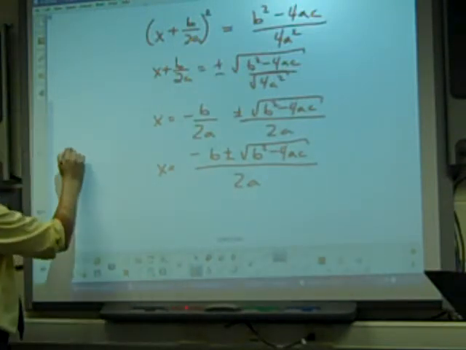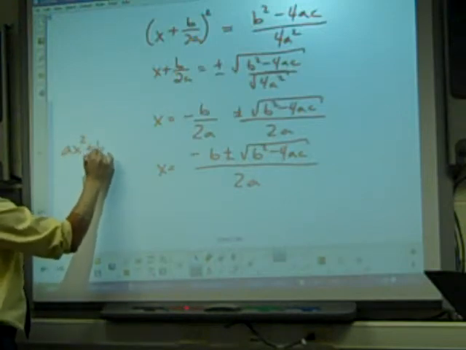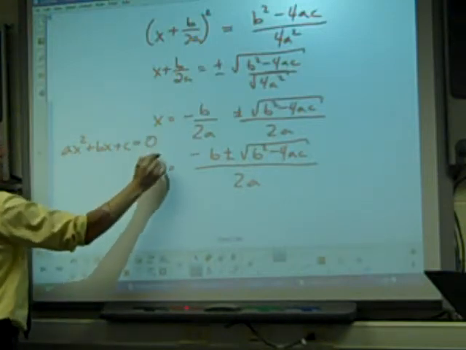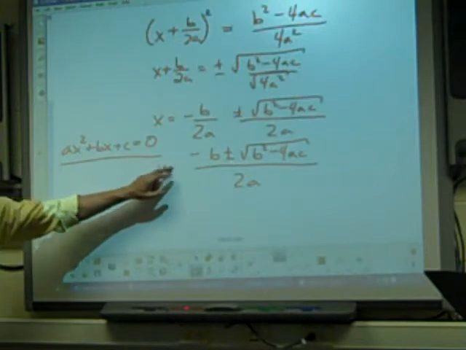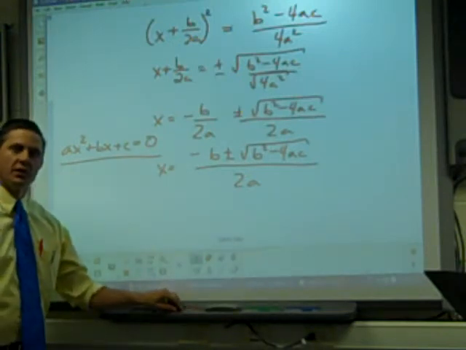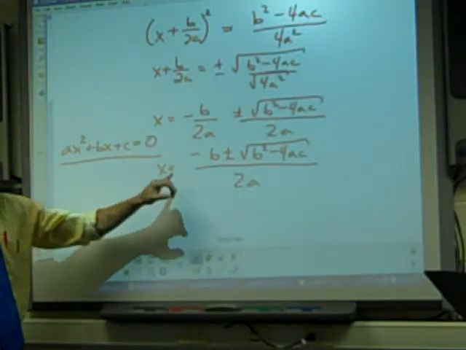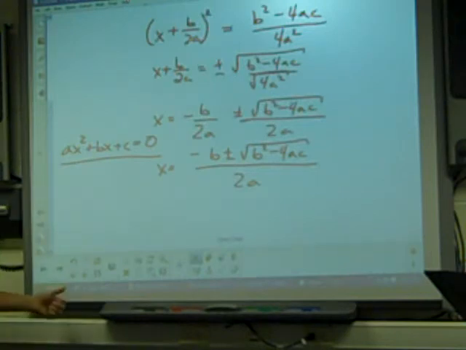And remember, we started from the general format. Now we've derived the quadratic formula. So you could just pull the coefficients and plug them into the equation.